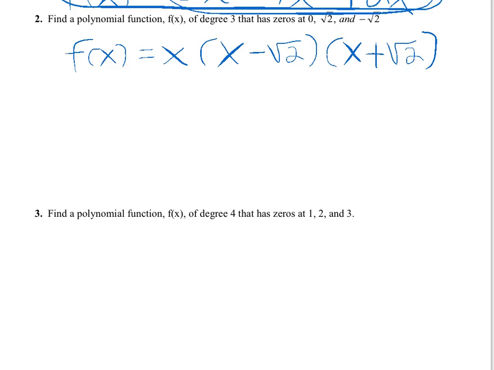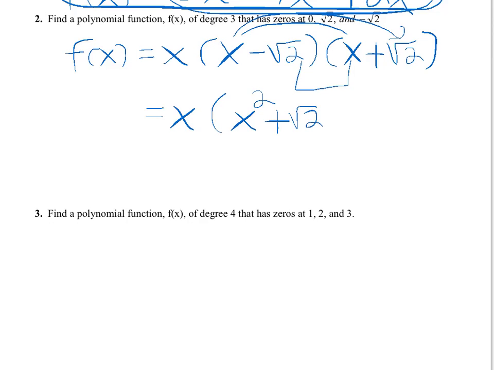Now, very similar to number 1, again, I want to FOIL this out. Now, this is going to be the difference of two squares pattern. So when I FOIL out x minus root 2 and x plus root 2, the middle term should cancel out. So let's just bring down the x. Okay, and then when I do this, x times x is x squared. Okay, and if you can't see it, the outer term is plus root 2x. The inner term is minus root 2x. So they're going to go away.